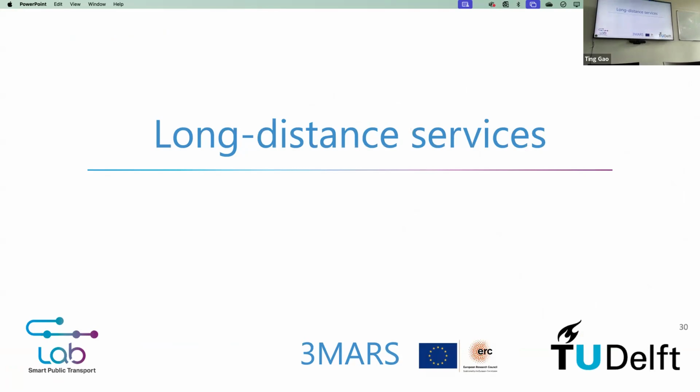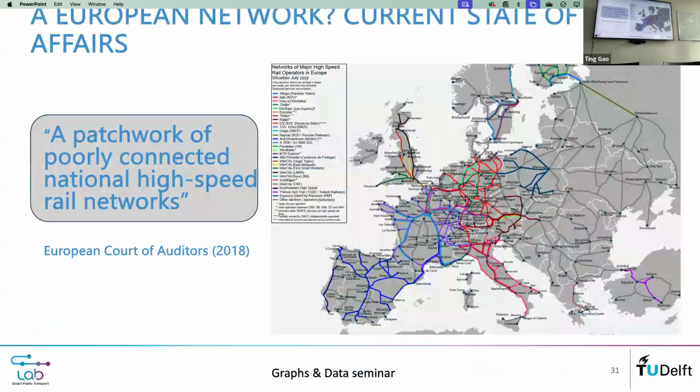When we look at the continental scale, Europe is our focus, with air, rail and bus primarily competing. We've also been, of course, conscious of the car as an alternative. And I don't need to convince you that the situation at the moment is not great. In fact, the European Court of Auditors admits that it's a patchwork of poorly connected national high-speed rail networks. So we don't have a European network. This is how it looks. You can see the different national lines.